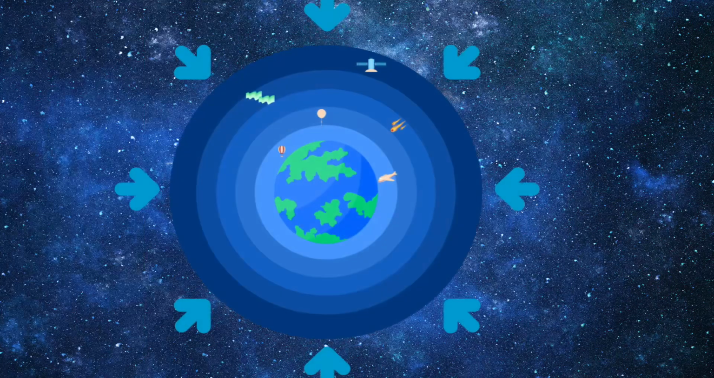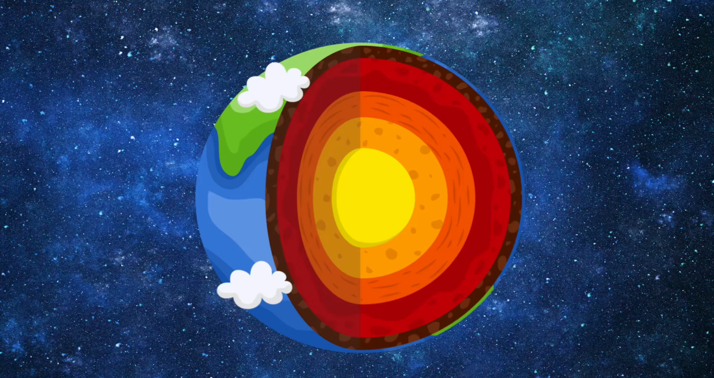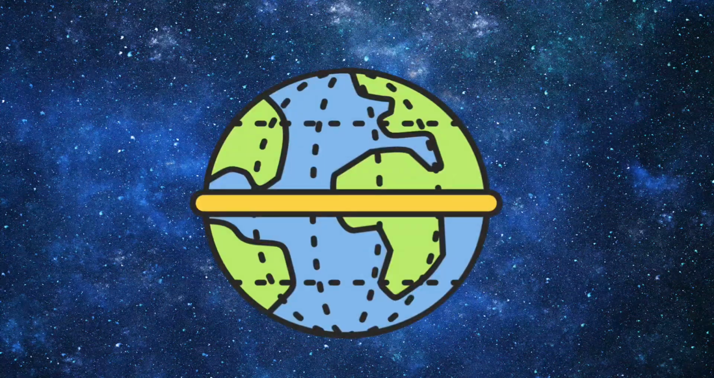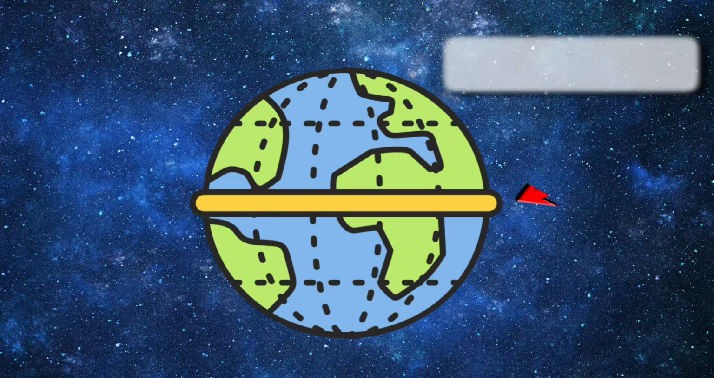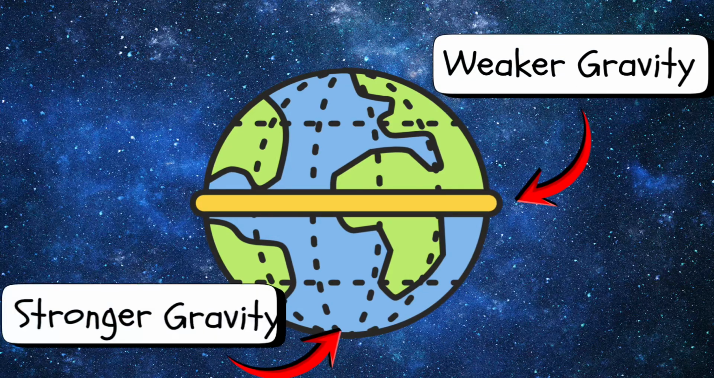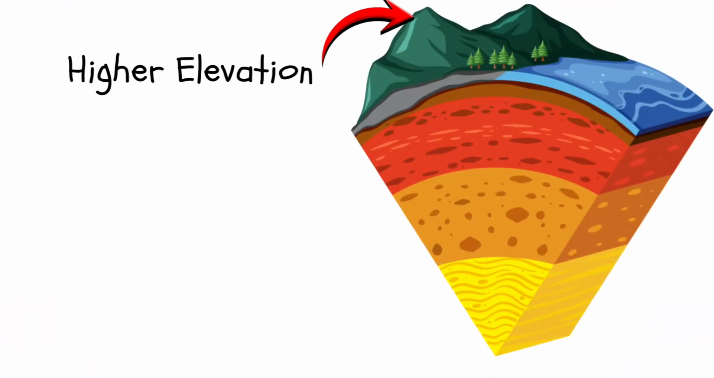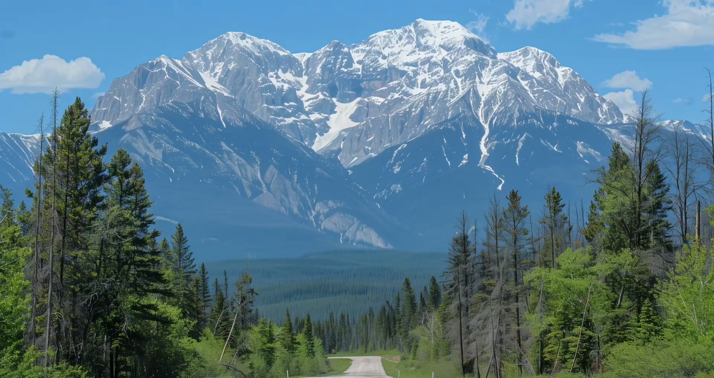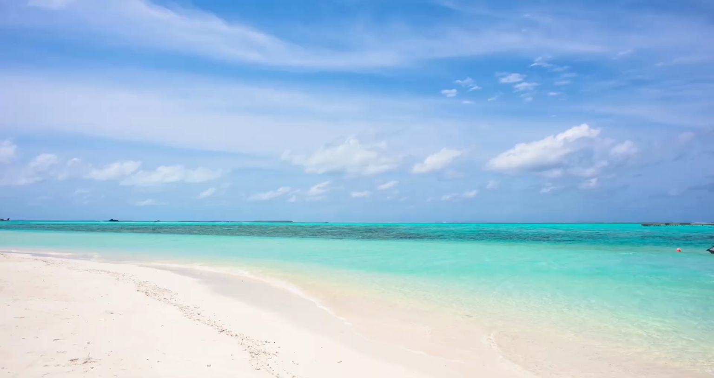Gravity is not identical everywhere on Earth. Because Earth is not a perfect sphere, it bulges slightly at the equator. The distance to Earth's center changes depending on latitude. Gravity is slightly weaker at the equator and slightly stronger at the poles. Altitude matters too. Higher elevation means you are farther from the center of Earth, so gravity is slightly smaller. On mountaintops, g decreases. Below sea level, like at the Dead Sea, g increases slightly.